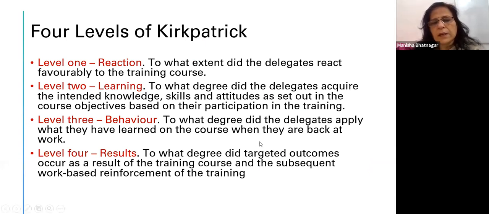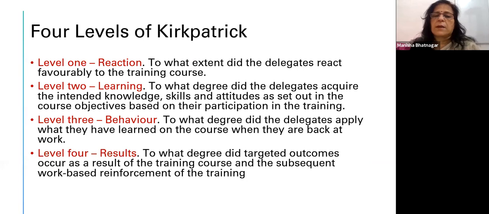Level 2 is learning. To what degree did the delegates acquire the intended knowledge? How much knowledge did they gain, their skills and attitudes as set out in the course objectives, based on their participation in the training?